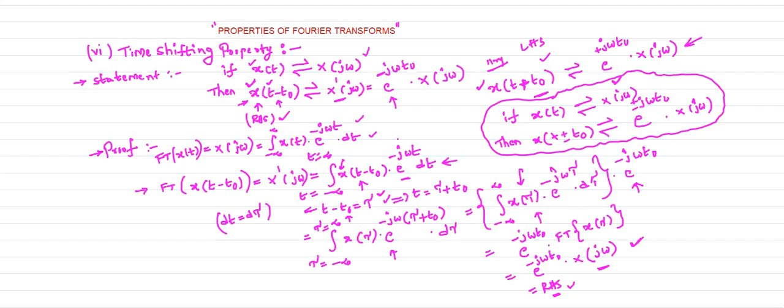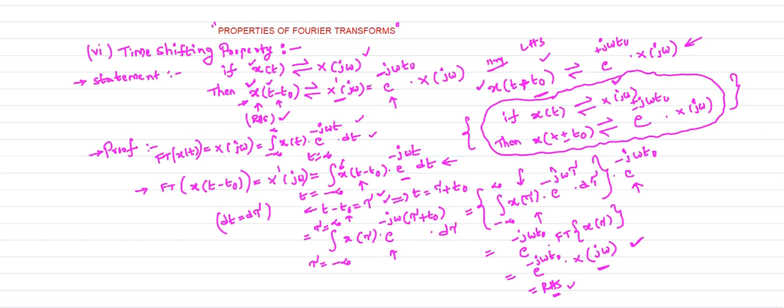This is the left hand side shifting operation, Fourier transform. So using these two I can generalize the statement, in this way. So this is the generalized statement for the time shifting operation. This is the time shifting property of the Fourier transform.